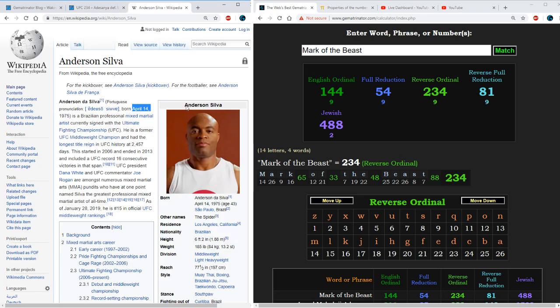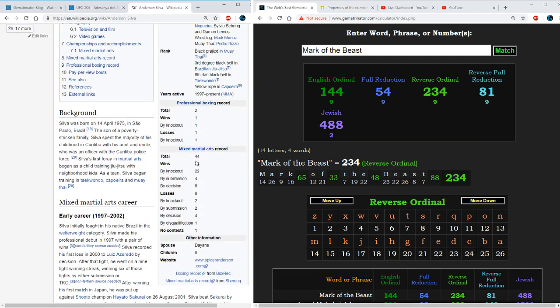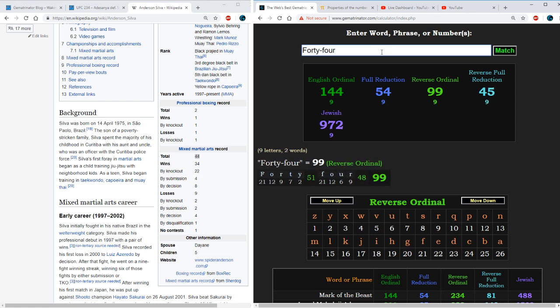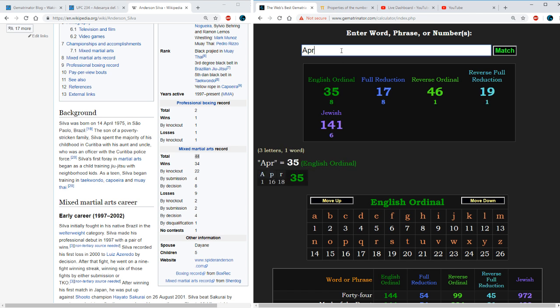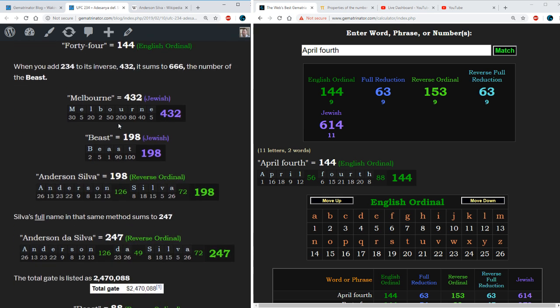Also worth mentioning is that this was Anderson Silva's 44th total fight in MMA. And when you write out the number 44, it sums to 144 in that same method. Think about the date April 4th written 4/4. Here we also get a 144.